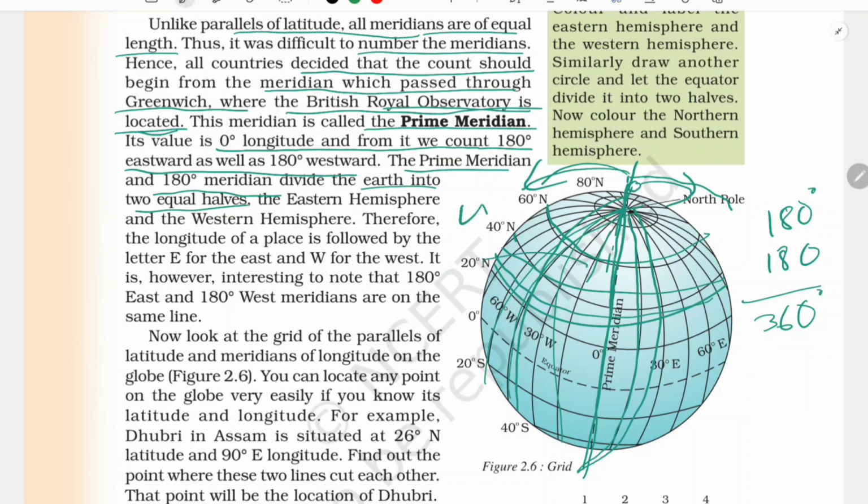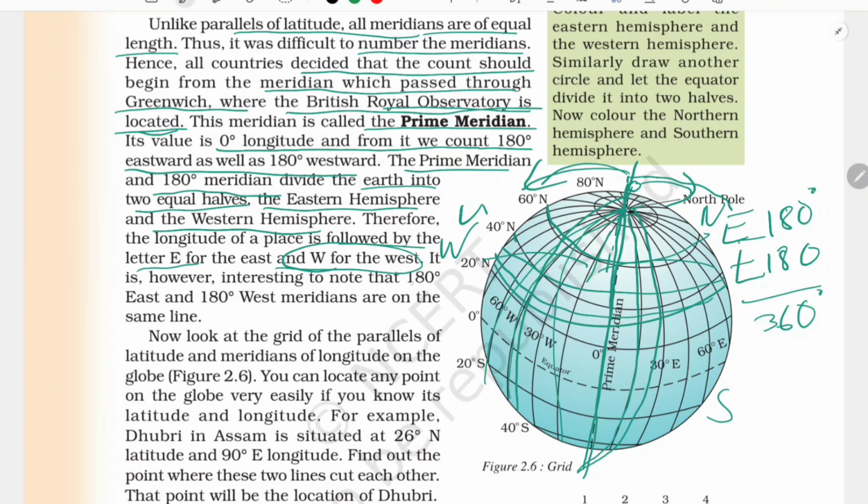This is the western side and this is the eastern side, one in the west and another in the east. That is the eastern hemisphere and the western hemisphere. Just like what we have named the northern hemisphere and this the southern hemisphere, now this becomes the western hemisphere and this becomes the eastern hemisphere. Therefore, the longitude of a place is followed by the letter E for the east direction and the letter W for the west direction.